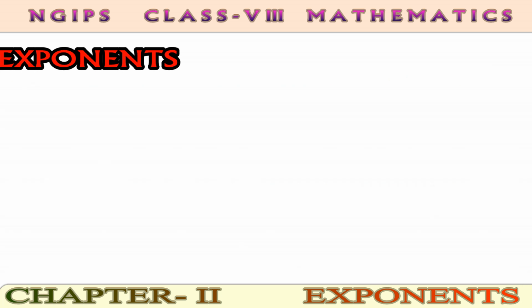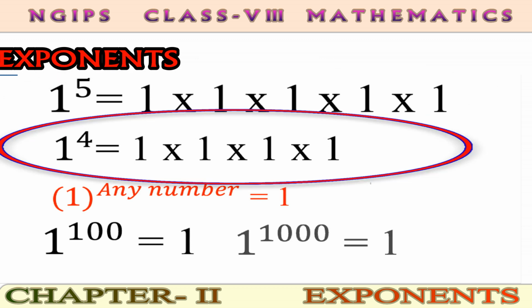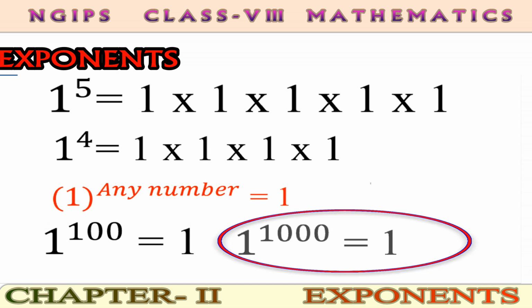There are two more simple concepts we will understand in this video. The first one is kind of intuitive. How can we write 1 raised to 5? It will equal 1 multiplied by 1 multiplied by 1 multiplied by 1 multiplied by 1, and that would be 1. In the same way, 1 raised to 4 is equal to 1 multiplied by 1 multiplied by 1 multiplied by 1, which equals 1. Hence, 1 raised to any number will equal 1, whether it's 1 raised to 100 or 1 raised to 10,000. It doesn't matter. The answer will always be 1.